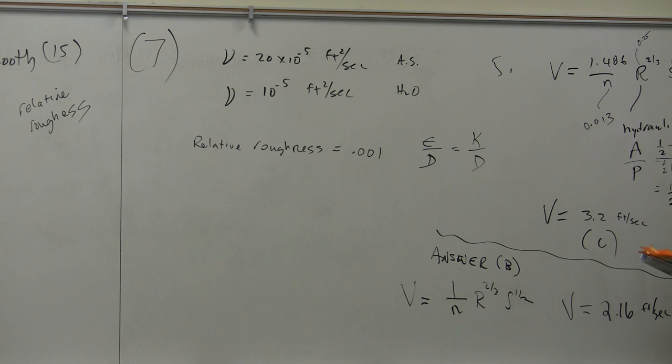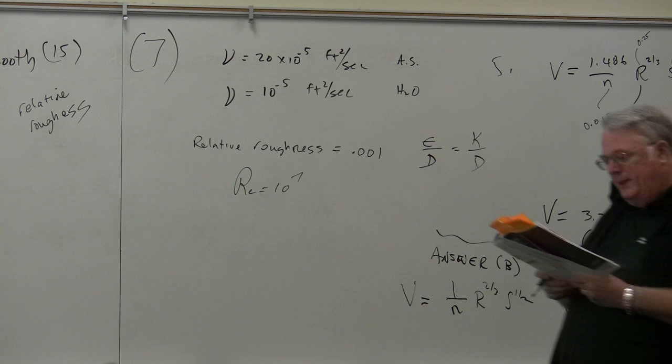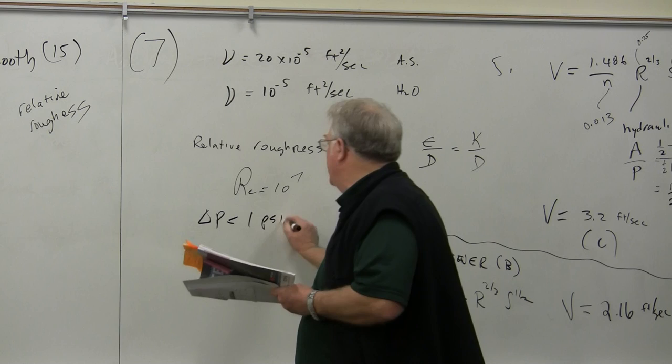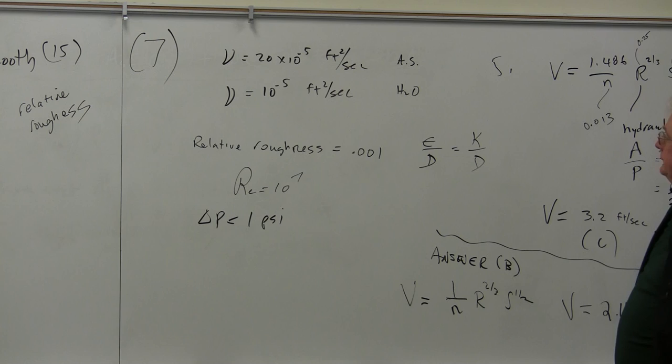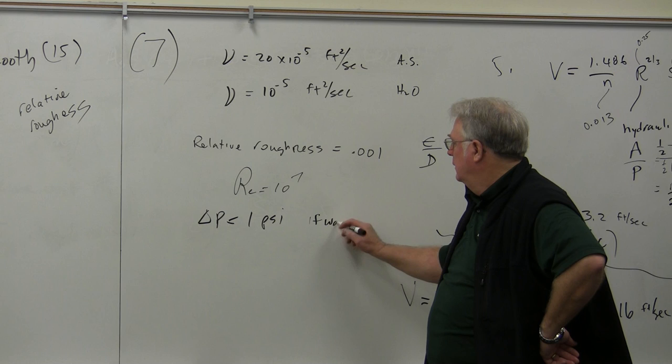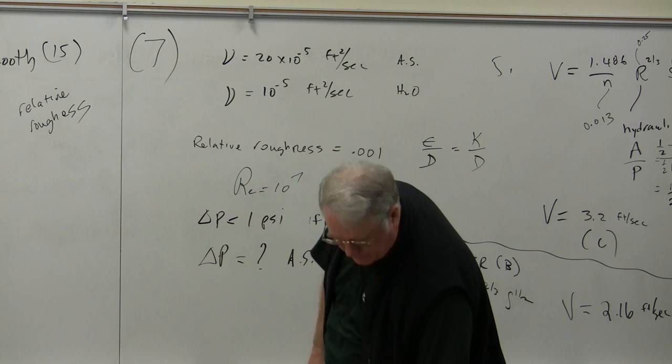Okay, it says the pressure drop for flow of water at Reynolds number of 10 to the 7. So Reynolds number is 10 to the 7. And this piping system was determined to be 1 psi. So the delta P is 1 psi, pressure drop. This is for water. If waste activated sludge flows at the same velocity through the piping system, the pressure drop is most nearly. So if water flows, we want to find the delta P for activated sludge. Okay? So here's the way I work that.